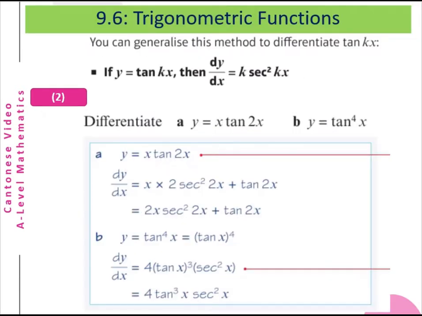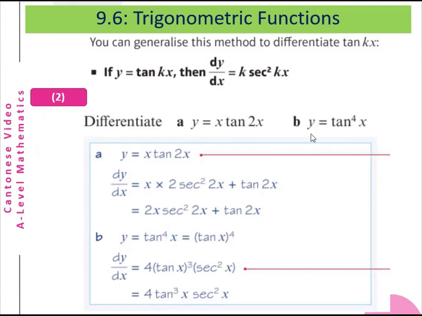We see another example. You can generalize this method to differentiate tan kx. If y equal to tan kx, then dy by dx is equal to k sec squared kx. We try the differentiation of y equal to x tan 2x. So y equal to x tan 2x, dy by dx equal to x times 2 sec squared 2x plus tan 2x multiplied by 1. So it's equal to 2x sec squared 2x plus tan 2x.